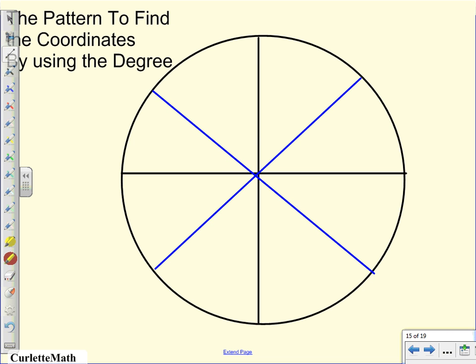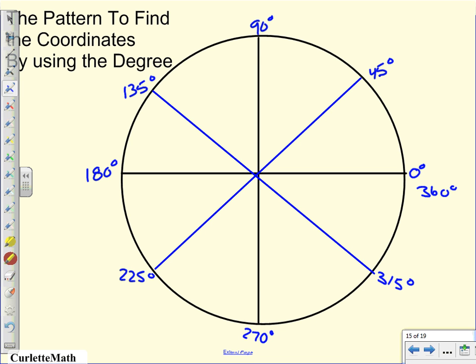Now, when we draw in our 45s, we're still going to use the 90, the 180, and the 270 just like we did before. So we're at 0 degrees, 45 degrees, 90 degrees, 135 degrees, 180 degrees, 225 degrees, 270 degrees, 315 degrees, and that gives us all of our 45 degrees going around the circle.